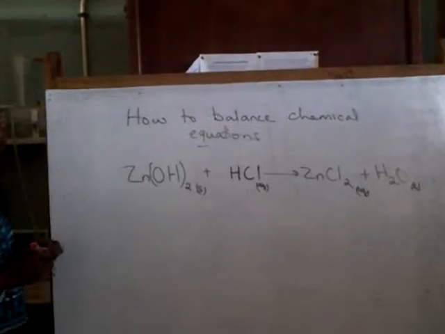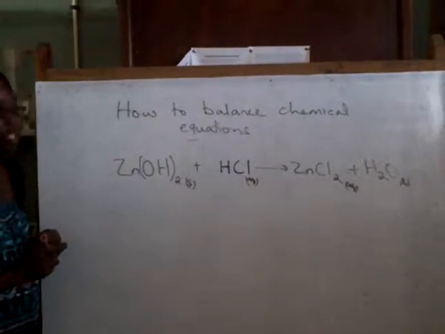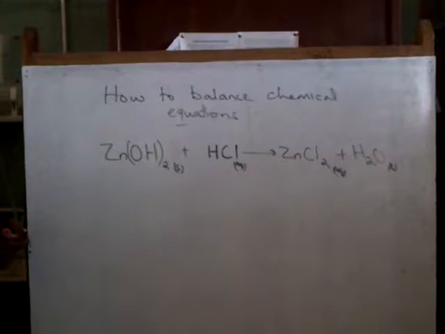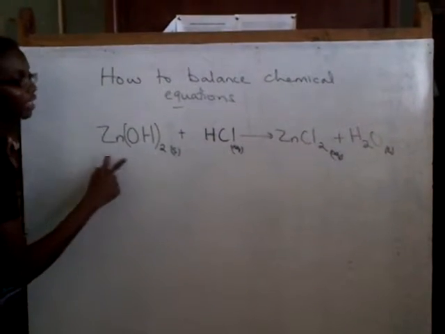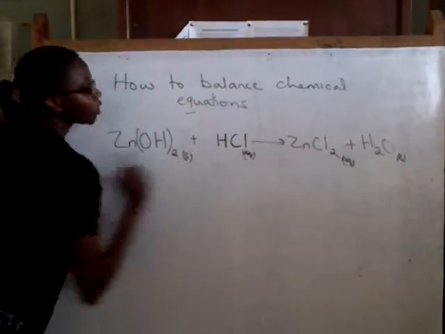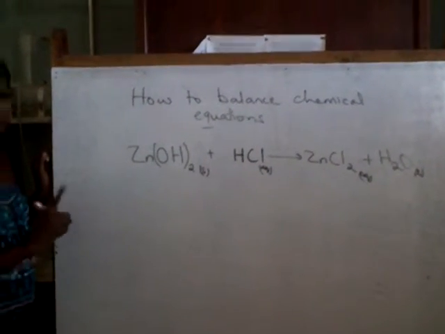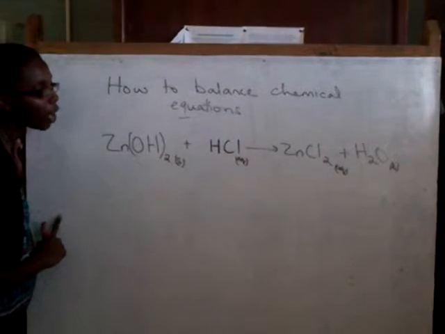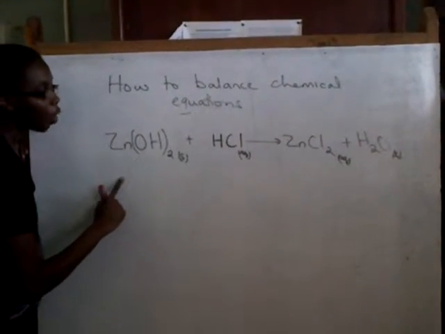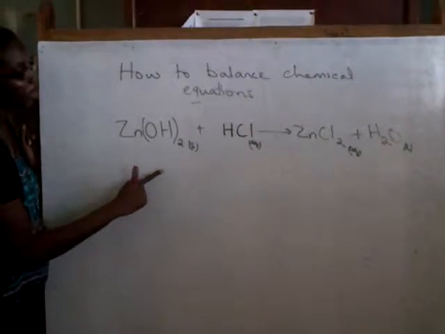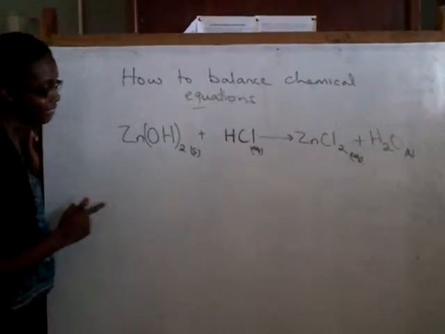product. Now, to balance your chemical equation, you need to ensure that you have the same number of atoms or ions on both the reactant side and the product side. To do that, you need to place a whole number in front of the formula to ensure that the amount of element for your reactant and product is the same.